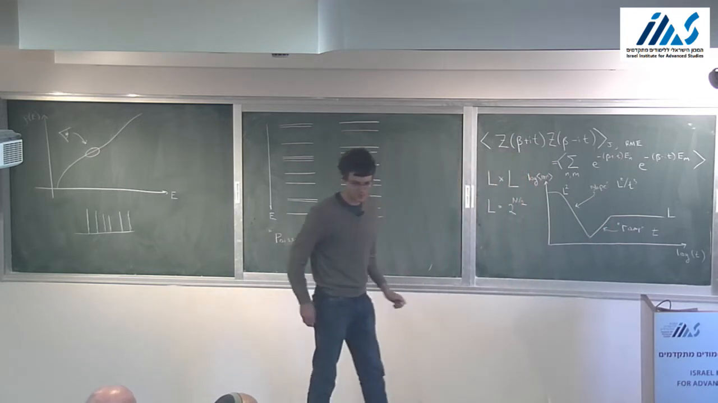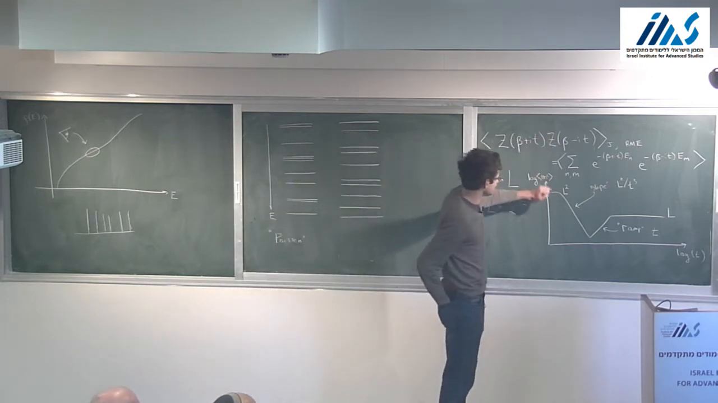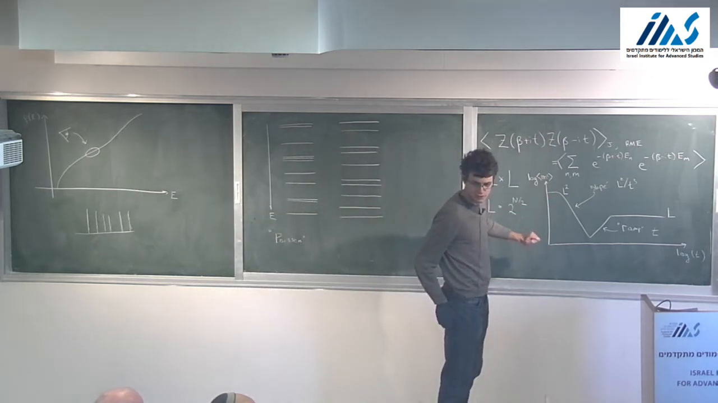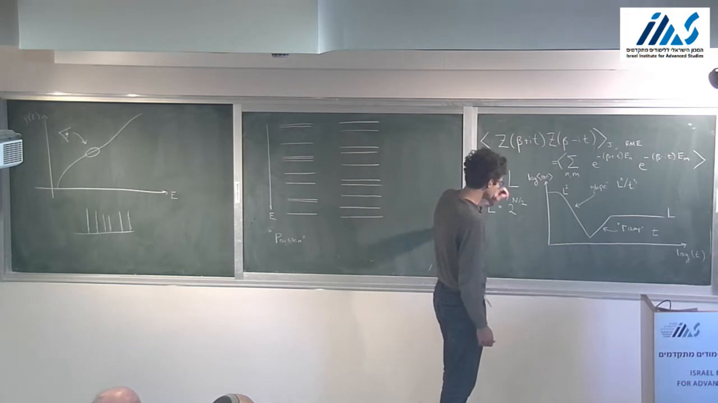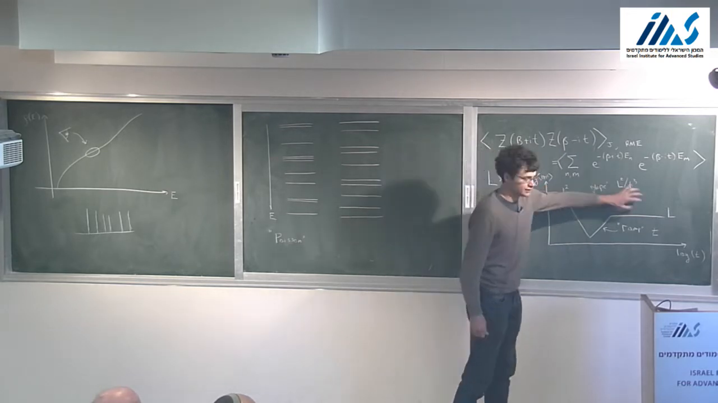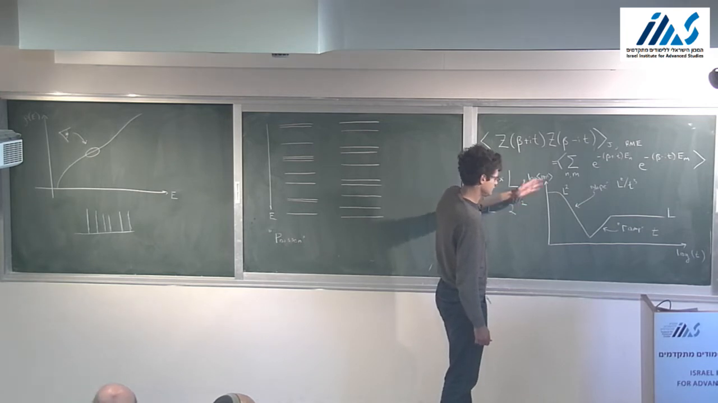Doesn't z squared go like L squared? This z squared initially is like L squared. Yeah, but you wrote log. Oh, okay. You're right. What I'm drawing here is the value of z squared, not its log.